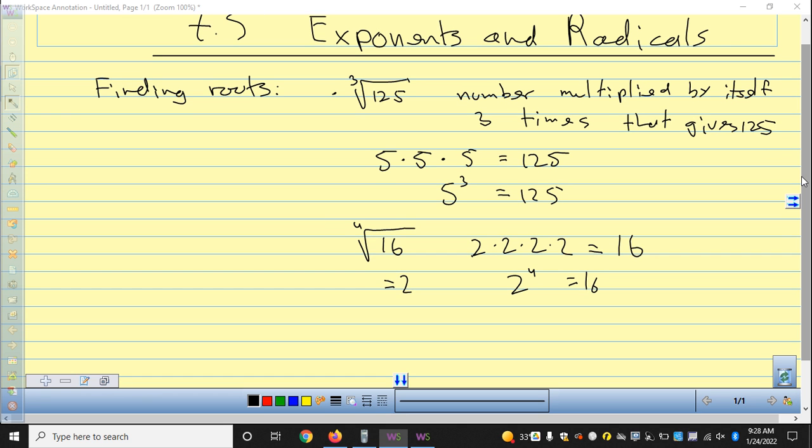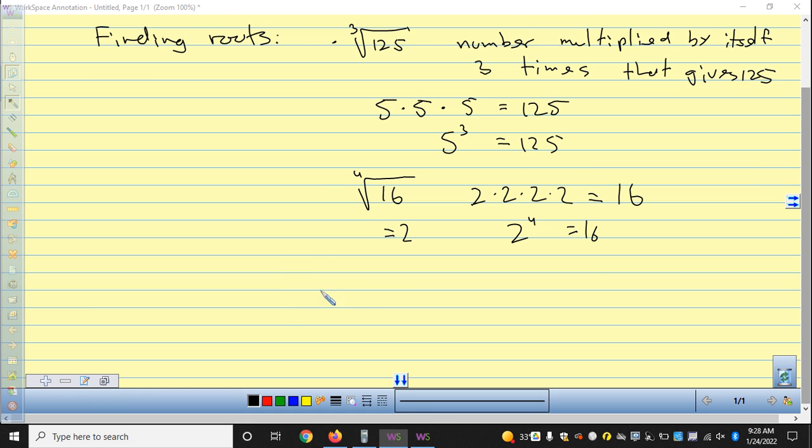So I want to look really quickly at how we do this cube root, fourth root thing in our calculators. So let's look at the third root of 343. Now it might be a little more difficult to do guess and check on this one. So this is what number multiplied by itself 3 times is 343.